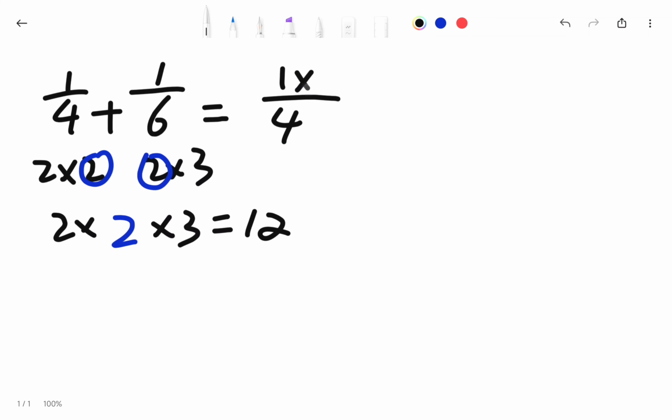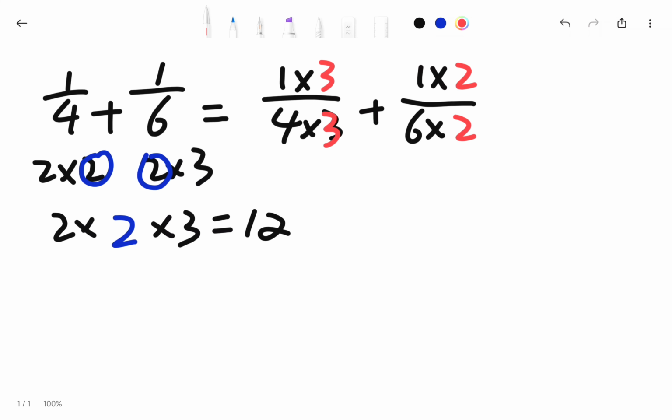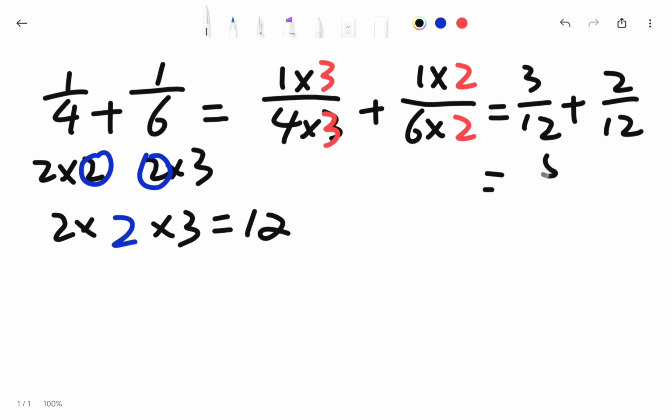So, to get 12 from 4, we need to multiply that by 3. Let me make this red. And do the same to the numerator. And to get 12 from 6, we need to multiply that by 2. So we have 5/12 as the final answer.